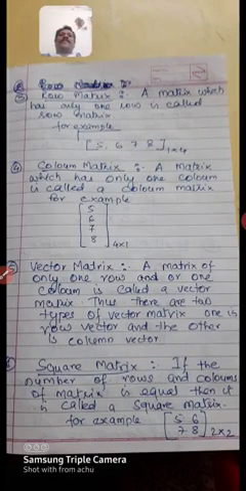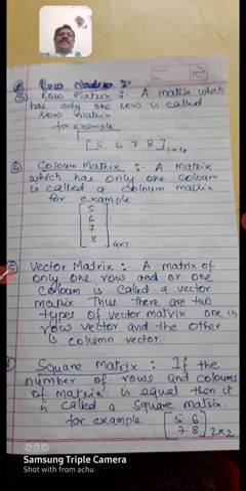Row matrix. A matrix which has only one row is called a row matrix. For example, 5, 6, 7, 8. It's 1 row into 4 columns. Column matrix. A matrix which has only one column is called a column matrix. For example, 5, 6, 7, 8. This is 4 rows and 1 column.